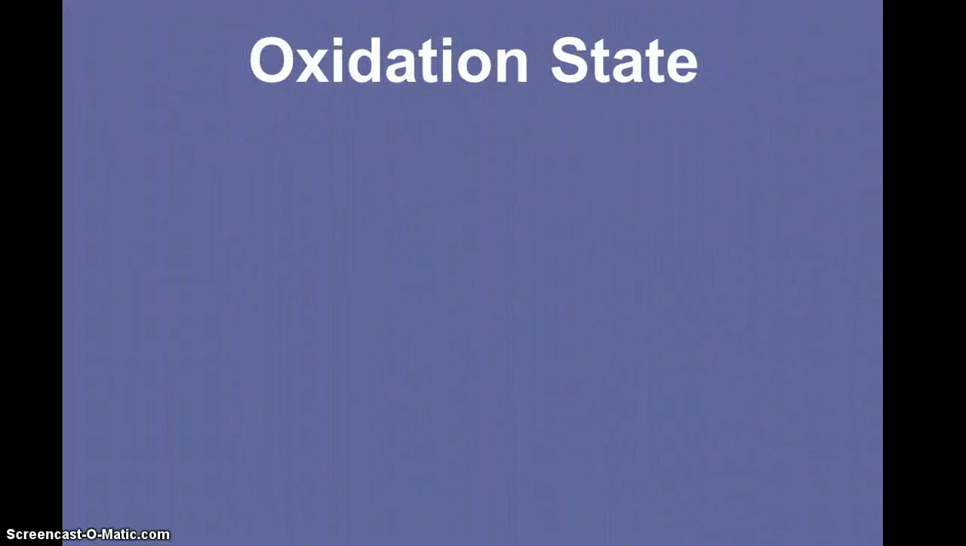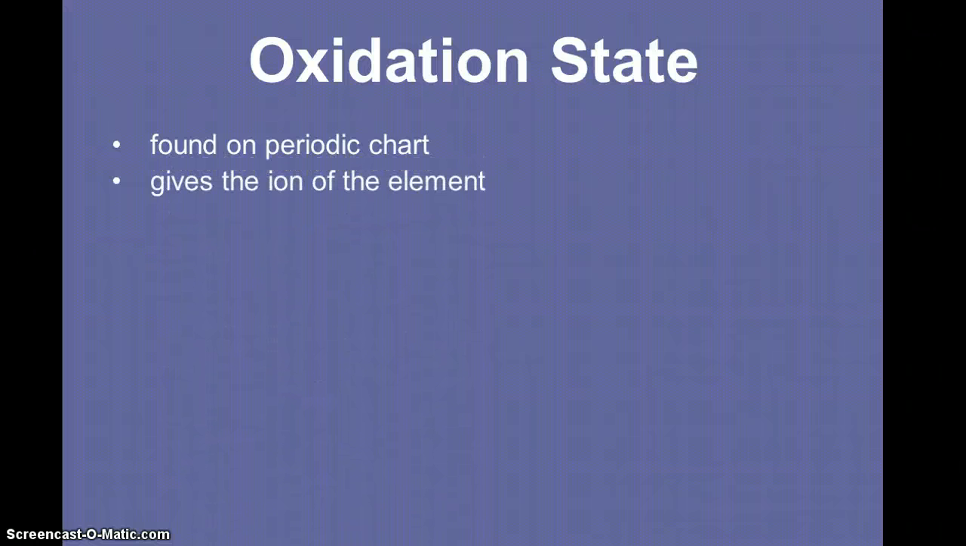I've already told you we're going to be talking about oxidation states. If you look at your periodic chart and see the key at the top where it says atomic charge, it actually gives you carbon up there. That is the charge of that particular atom. These are found, again, on the periodic chart. It's not a secret. It gives the ion of the element. In other words, the charge of the element.